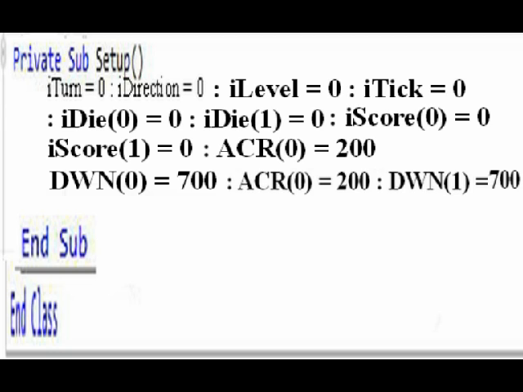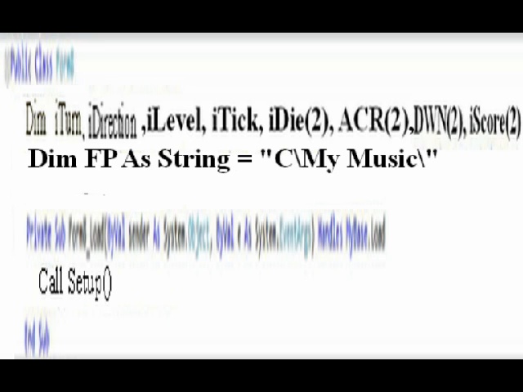And again we do the same with I_0 and I_1, and we declare ACR and DWN, 0 and 1 in the namespace. But in setup we have to give them the values of the start squares across and down values. To play sounds we need a file path that points to a folder on your computer that has sound files in it, like your music folder. In the namespace we start a new line and type dim fp as string, equals quotation marks, c:\mymusic\.